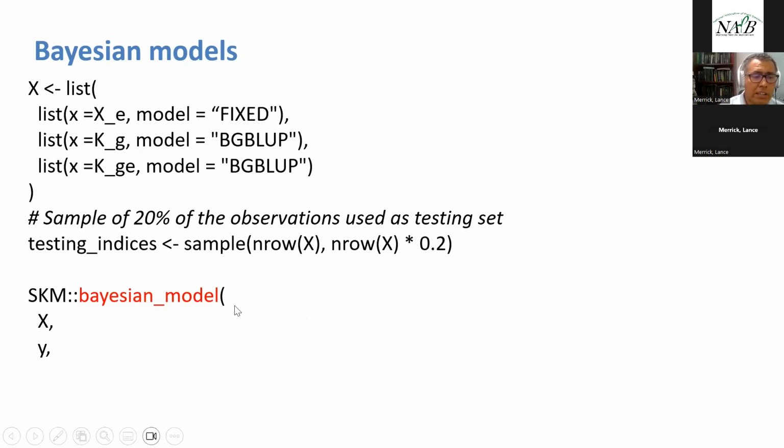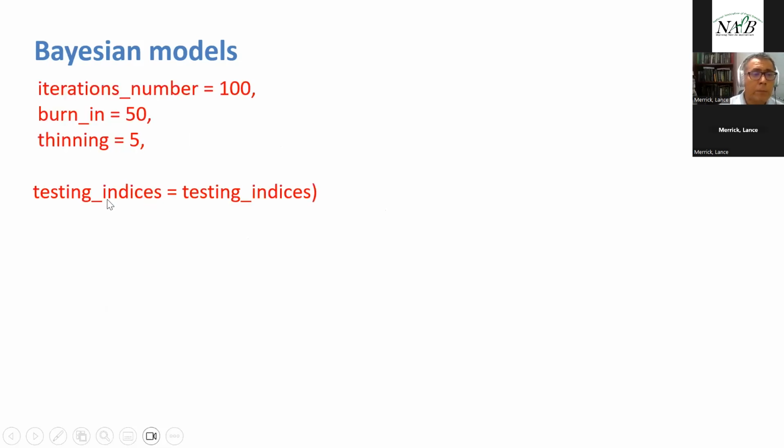Then you can use the Bayesian model function. You need to provide the list and the response variable, which is a matrix. In that way, you can also provide the testing indices, which are the positions for which the library will internally put NAs. And then you need to provide the number of iterations, the burn-in, and the thinning. In that way, you can implement the Bayesian models using this library.